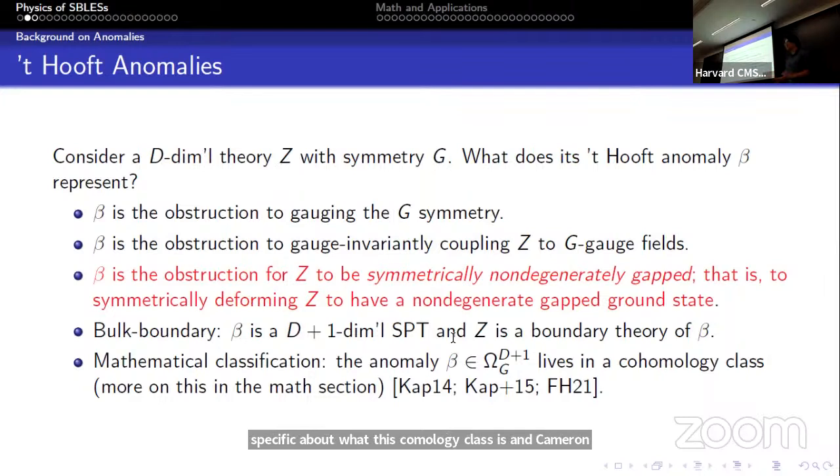When you say non-degenerate gapped, do you mean it doesn't have a degeneracy, or non-degenerate, you mean that's one dimensional? Yeah, exactly. So it's like a TQFT, but it's also invertible. So it has a gap, and it has a one dimensional Hilbert space. Okay. Are there any other questions about this?